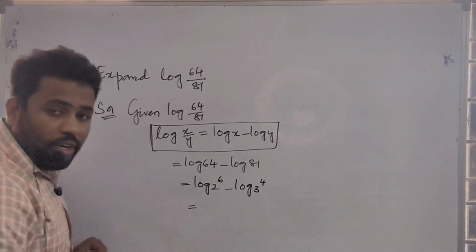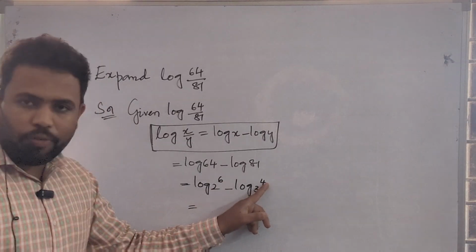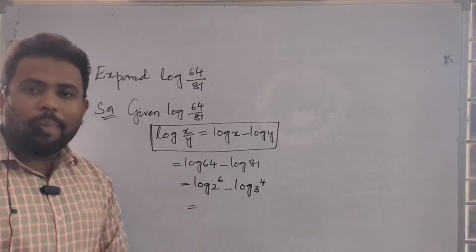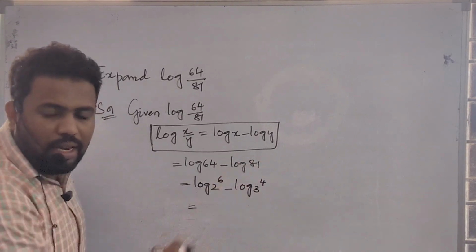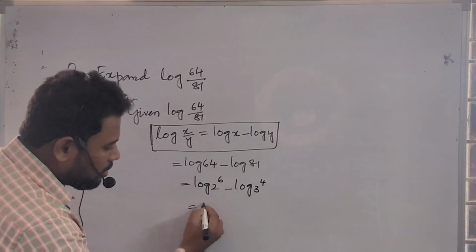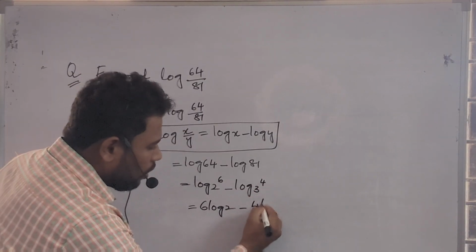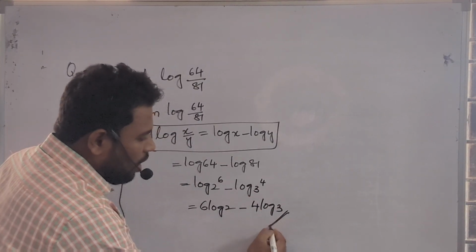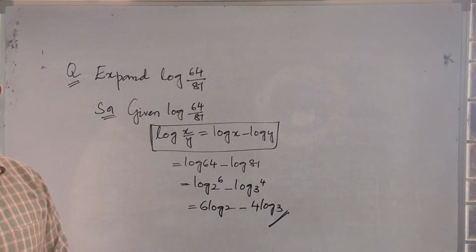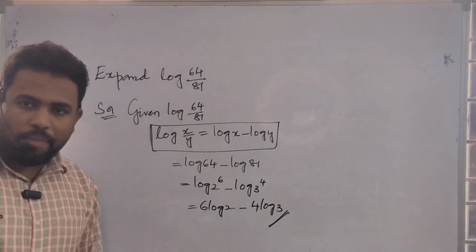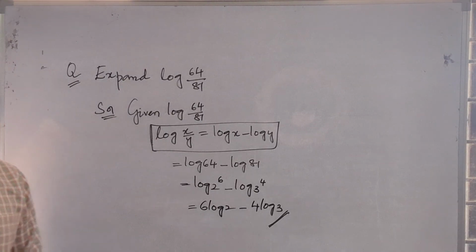Now, children, if you observe carefully, log 2 power 6 minus log 3 power 4. We have powers here, so we can apply the power rule. What I told you, in the power rule, first we write the power and copy the same. So first 6 log 2, minus 4 log 3. So this is the final answer of the expansion of the given question, log 64 by 81. I hope that you understood easily, because this is a very simple question. Fine.